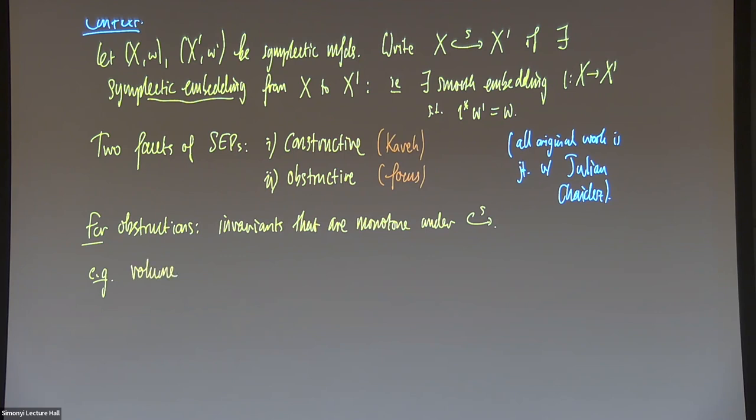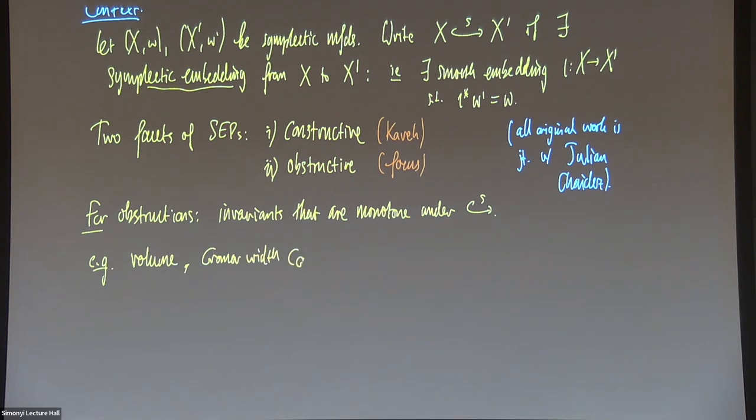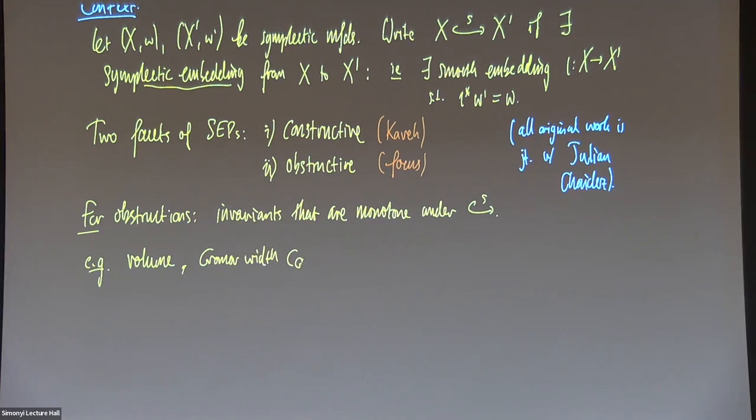Possibly the most basic invariant you could look for is volume. If you embed something in something else, the volume in the larger thing had better be bigger. Gromov width, which I'll also set notation for, we always call that c sub G. The Gromov width is essentially the symplectic radius, the supremum over the radii of balls embedding into your space. And again, if you can fit a ball in X and X embeds in X prime, well, you'd better be able to fit that ball into X prime.